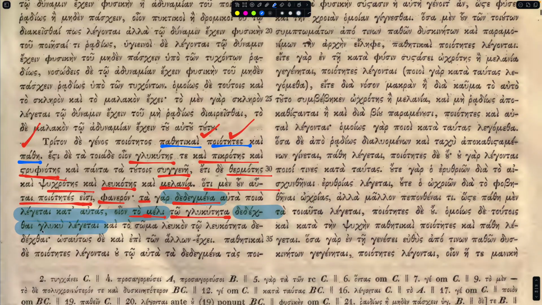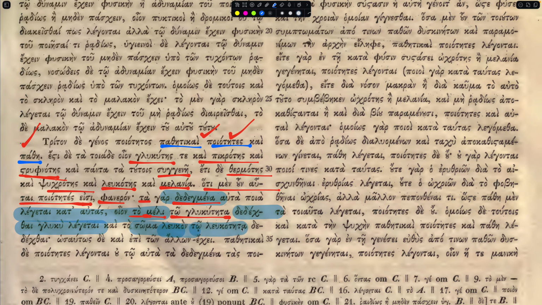Glukutes, like sweetness, and gluku, like in glucose, the sugar, is sweet. Okay, the simple carbohydrate, glucose. Kaito soma lukon toi lukoteta. See how he's saying the white body, and what's a body? It's a substance, right? The white body has received the whiteness.